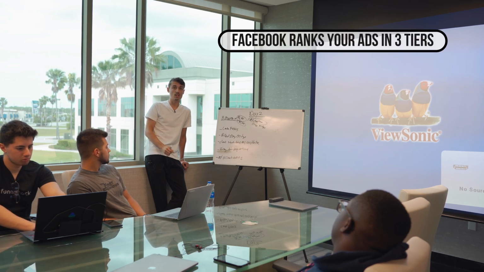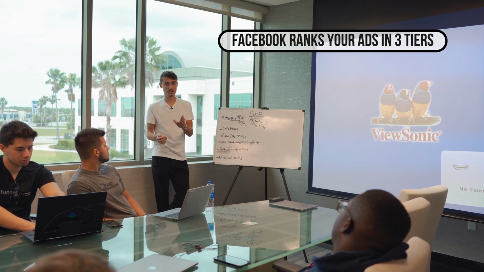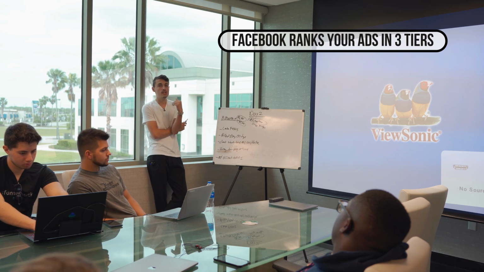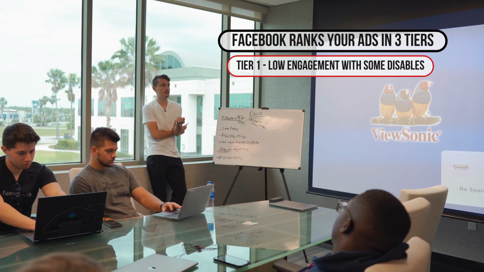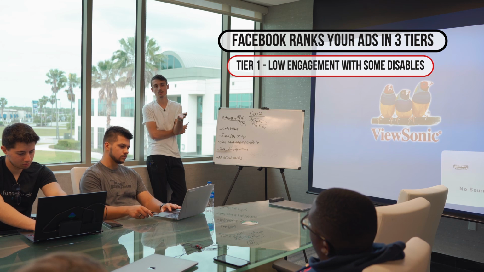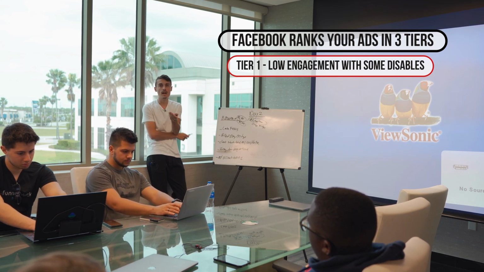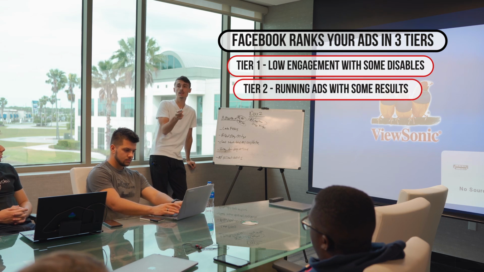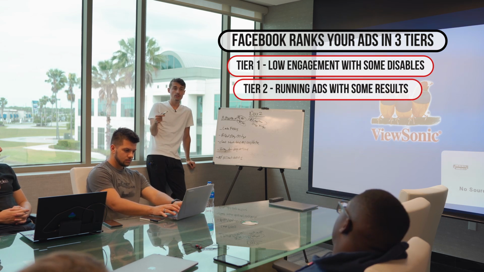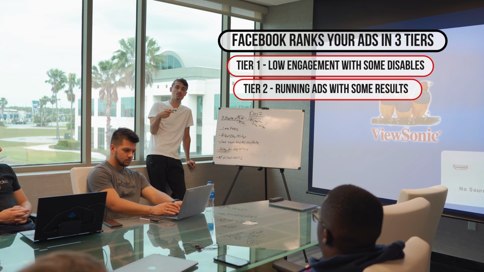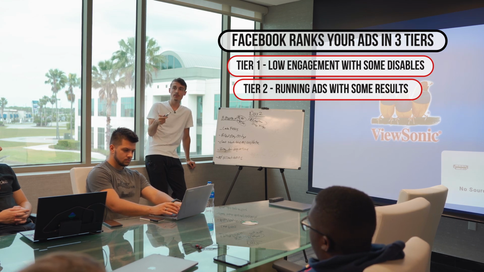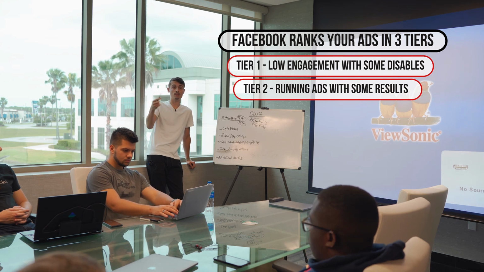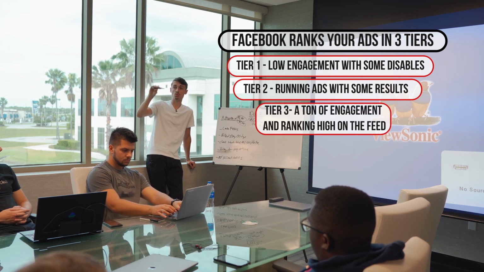Because Facebook ranks your ads in 3 tiers. Tier 1 is: you run ads on Facebook, you've been compliant, but they're not really getting that much engagement, and you've had some disables. Second one is: your ads are running, you're getting some type of results, some of your ads are in Learning Limited, but you're accumulating leads, you're spending X amount of money. And tier 3 is when your ads are getting a ton of engagement, you're ranking high on the feed.